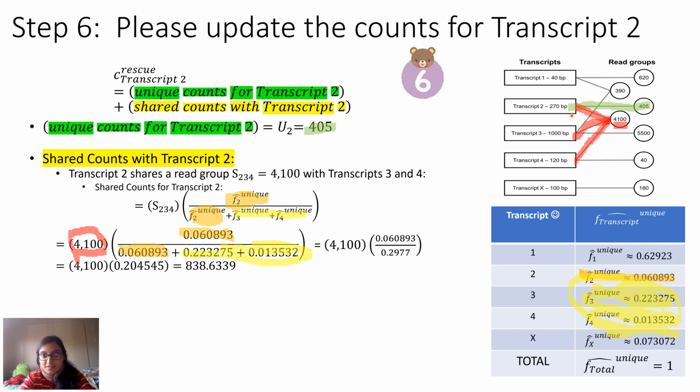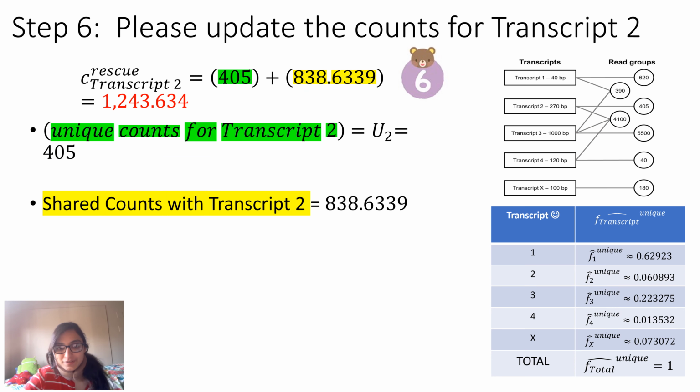And that's what you'll see: we sum these up, we get about 0.2977, and we're just scaling it. Then that's equal to 4100 times 0.204545, and then we get 838.6339. So that is going to help us.